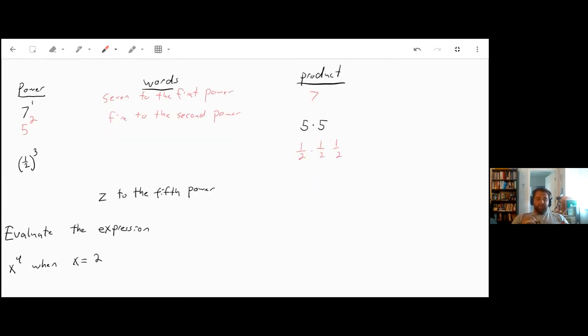Finally, we have z to the 5th power. And just as a heads up, sometimes when I write z's, I will put this little cross across it just to help show that it's a z and not a 2. So z to the 5th would be the same as z to the 5th. And as a product, that would be z times z times z times z times z. And that would be z to the 5th.